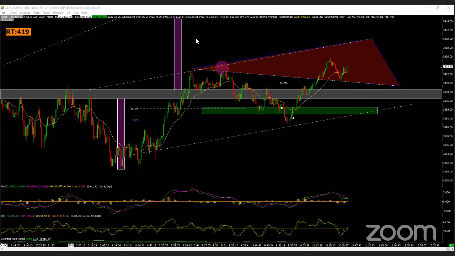Looks like we're getting a small little trap for the buyers. Buyers beware. We could very well see this collapsing all the way back down again. Let's see what she's going to do. I'll be right back.